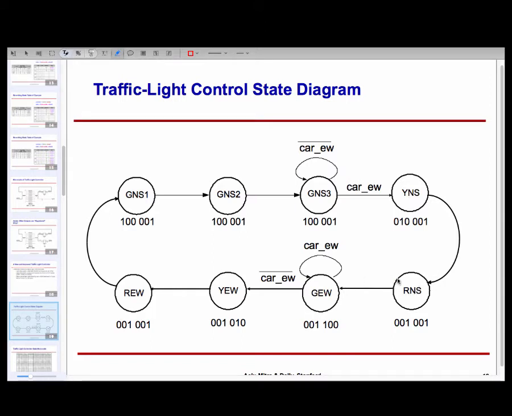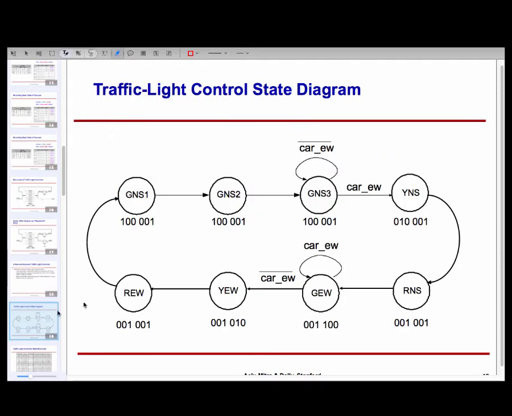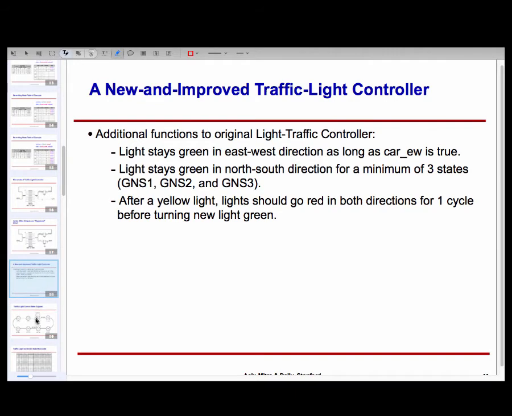Then I go to green east-west. And then I keep spinning here as long as there are cars on the east-west direction, and only when I come out I go to yellow east-west and red east-west and go back. So one thing you notice out here, I have this state called RNS and this state called REW, where both the lights are red. This corresponds to, in the previous slide, bullet number 3. And this one out here where I'm looping corresponds to bullet number 1. So this is a state diagram which incorporates these 3 changes.